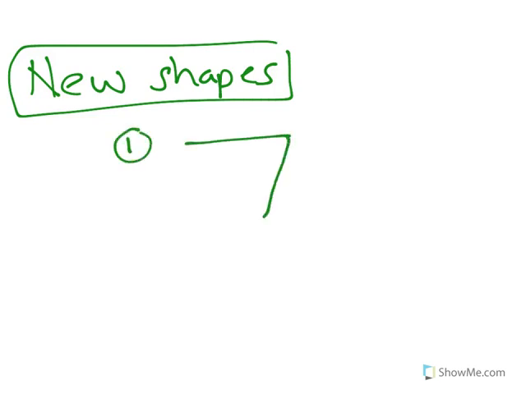Now, a rhombus, you could do it the same as a parallelogram if you were given the base and the height, because it's just a parallelogram. But the difference with the rhombus is that all the sides are equal. So it's just a parallelogram with all of the sides equal.